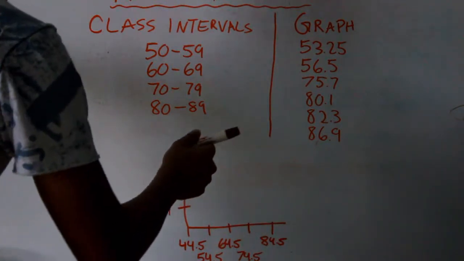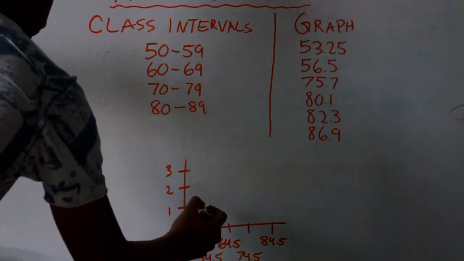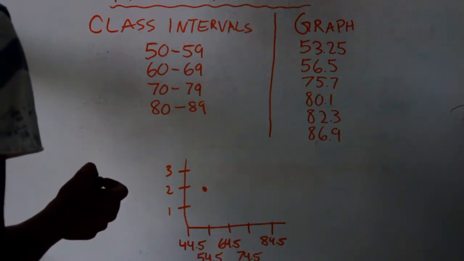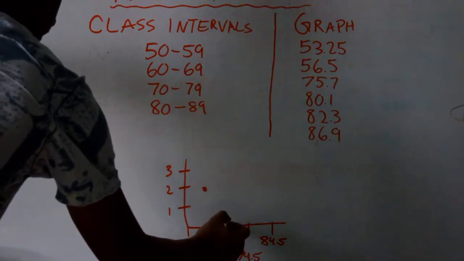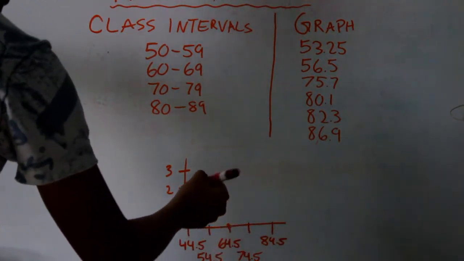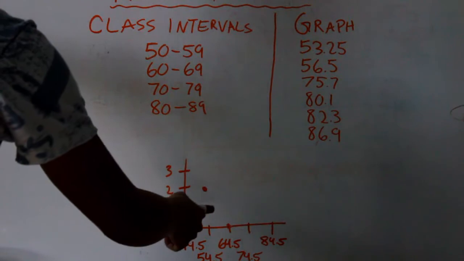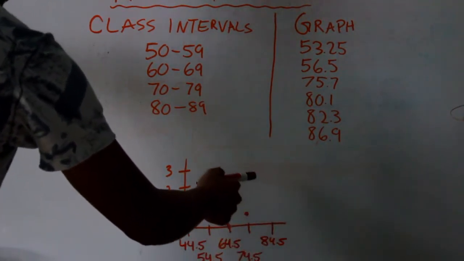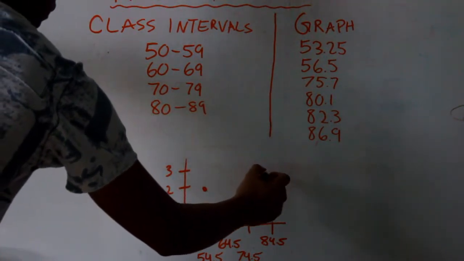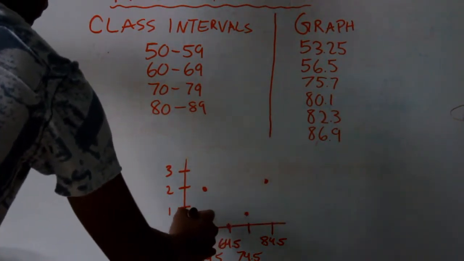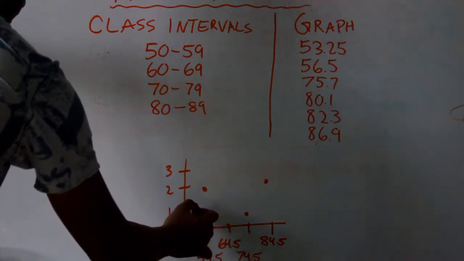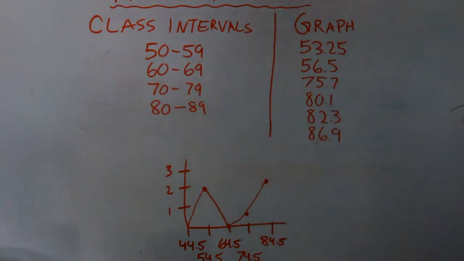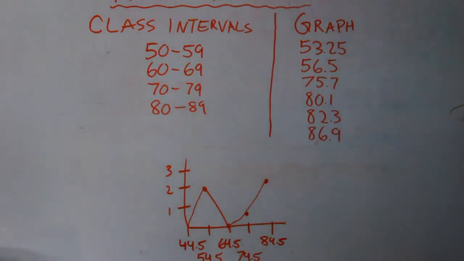So for the first one it's, let's see, twice. And the second one is no times. And then from 70 to 79, 70 shows up once. And from 80 to 89, there's 3 units that work. And then you just connect the dots. And there you go. That's it.